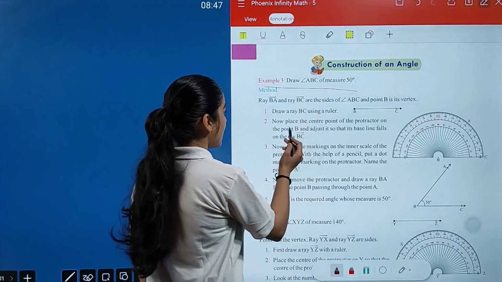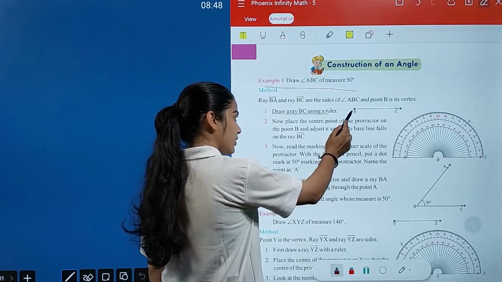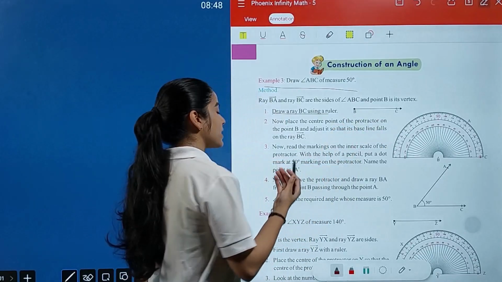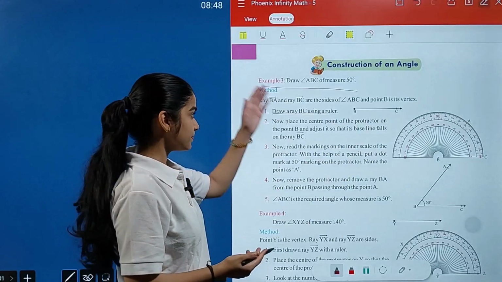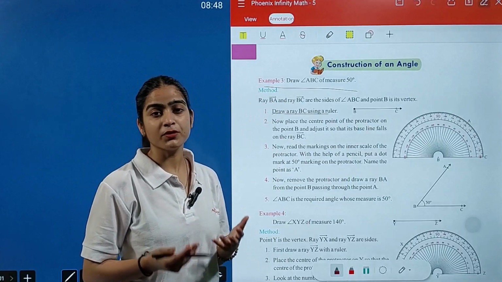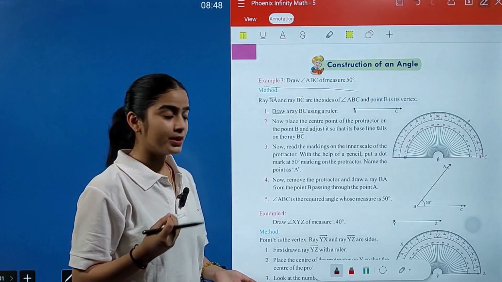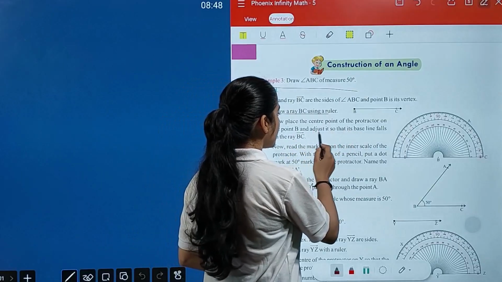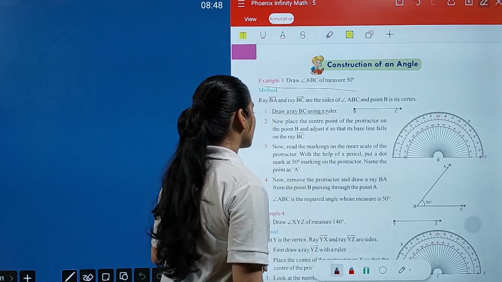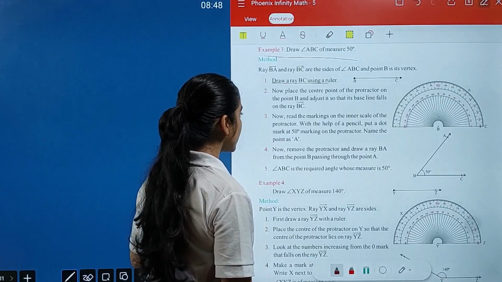The first step is to draw a ray BC using a ruler. So first of all we have to draw a ray BC. Why are we making a ray, not a line segment or a line? Because an angle is always formed between two rays with a common vertex, a common initial point. Now place the center point of the protractor on the point B and adjust it so that its baseline falls on the ray BC. Now read the markings on the inner scale of the protractor.